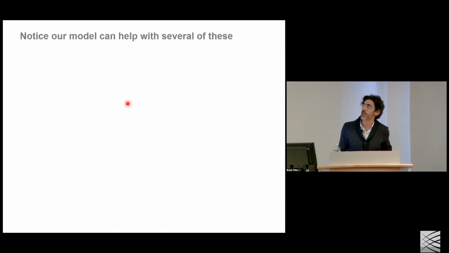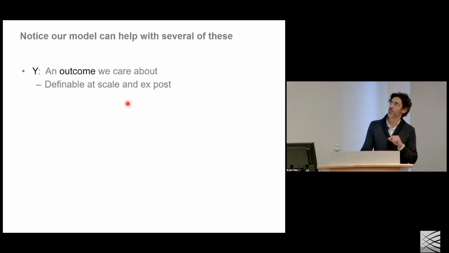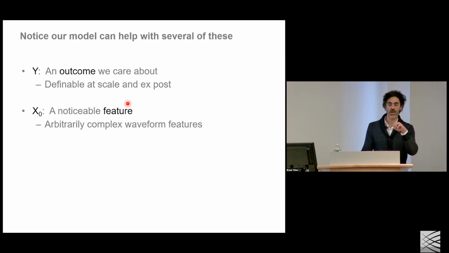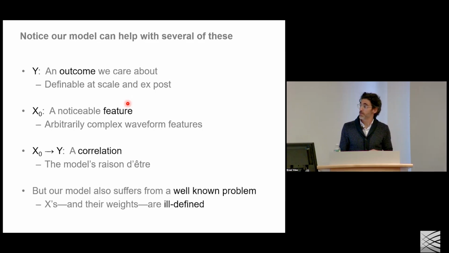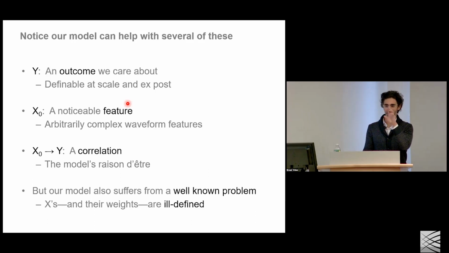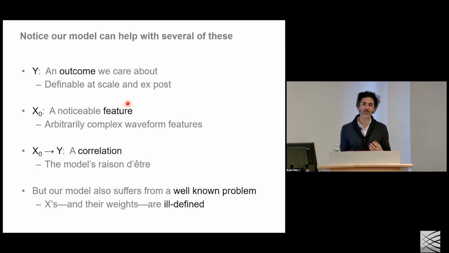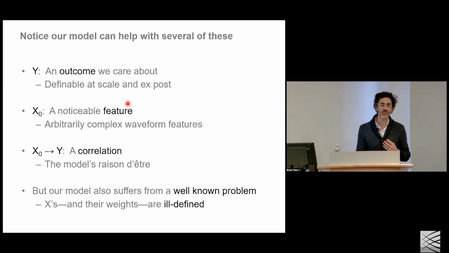Okay, so our model can help with many of these things. We can write out the outcome however we want to write it. As long as it's in a data set, we can define it as our outcome. Neural networks can fit arbitrarily complex things. Correlations, no problem. But there is one problem, which is that the features are very ill-defined. This is not like a regression where there's a feature and a weight. We can't inspect it, we can't interpret it. So there is a big interpretability problem with these things in high dimensions.